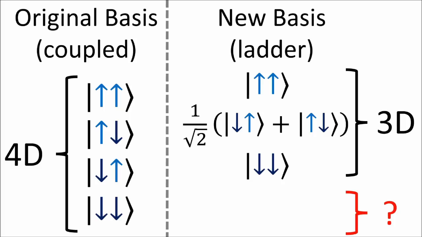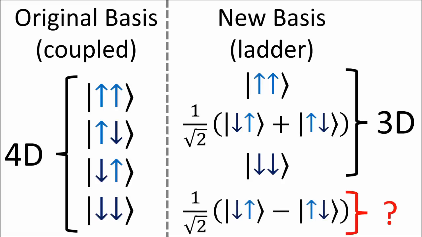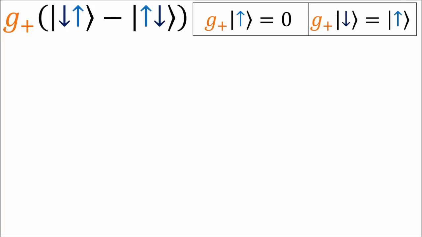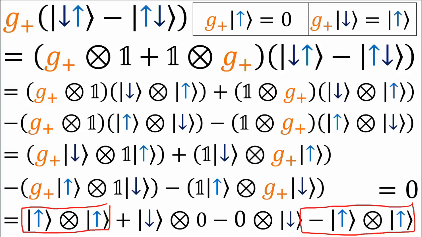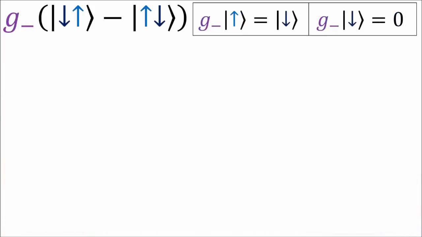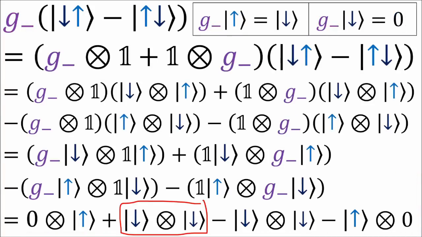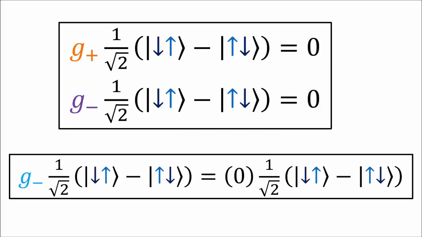It turns out the answer to this mystery is that the space actually has 2 highest weight vectors. The one we missed is down up minus up down. If we apply the raising operator to it, we get up up minus up up, which is 0. So this is indeed a highest weight state. And if we lower the state, we get down down minus down down, which is 0. So this is also a lowest weight state. The state also has an eigenvalue of 0.